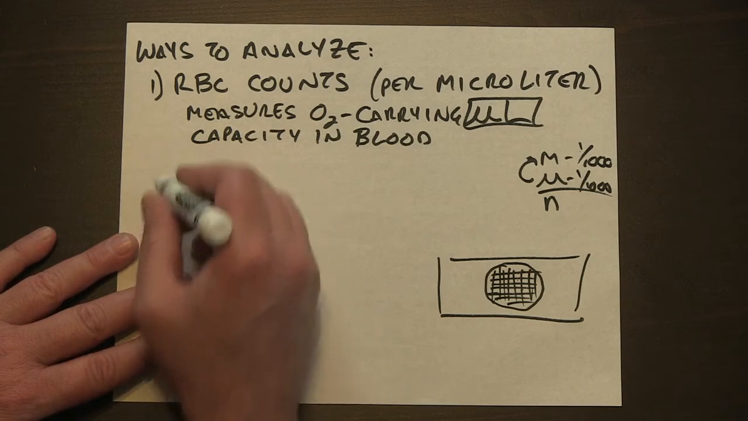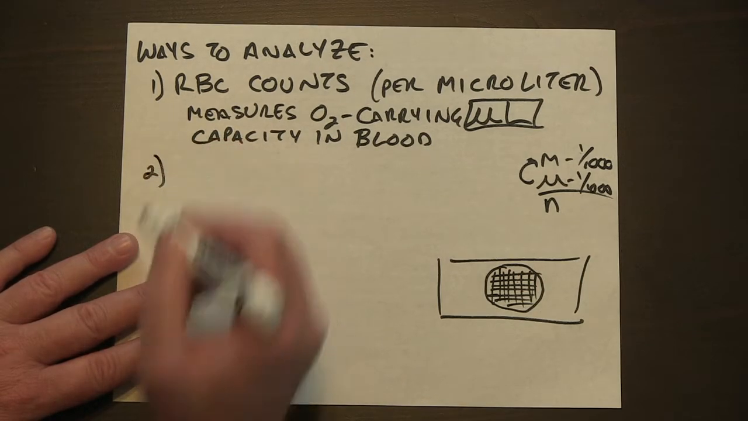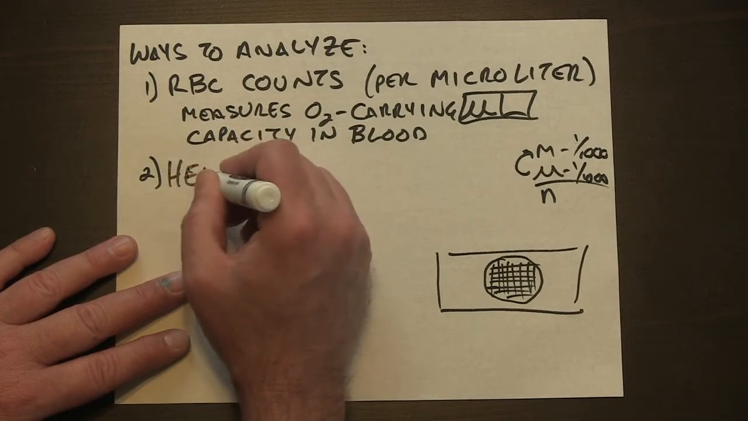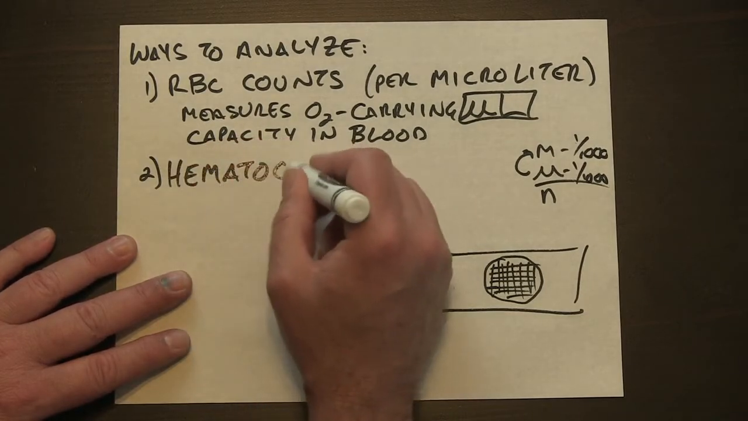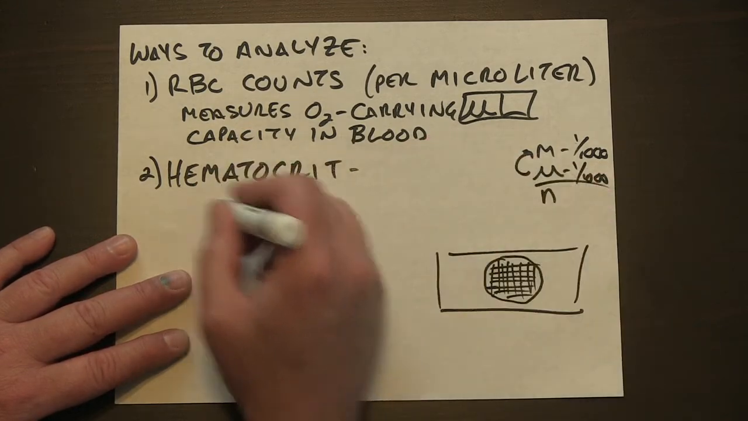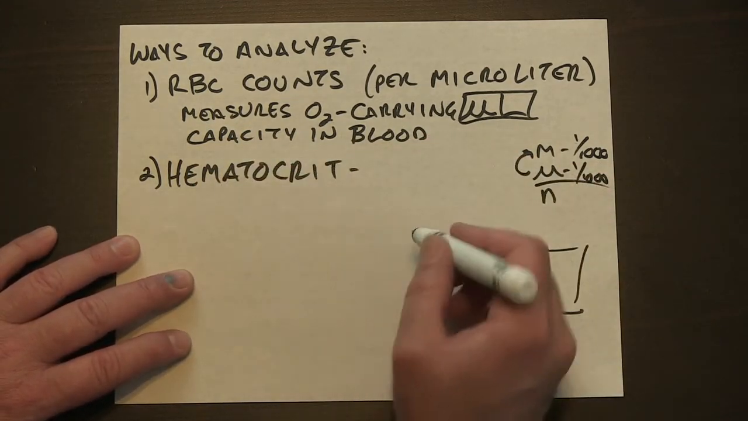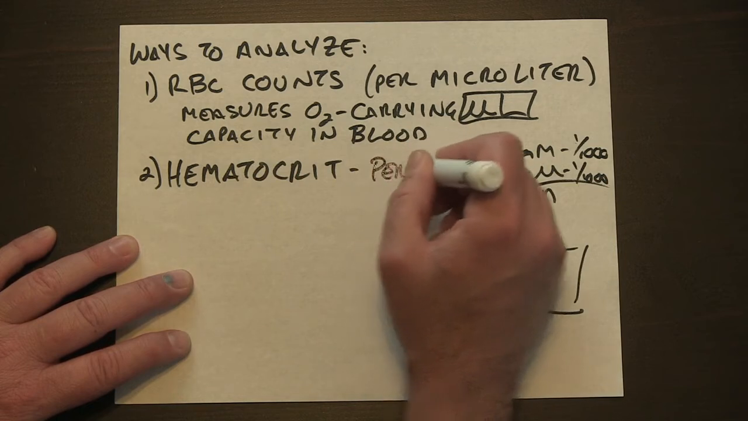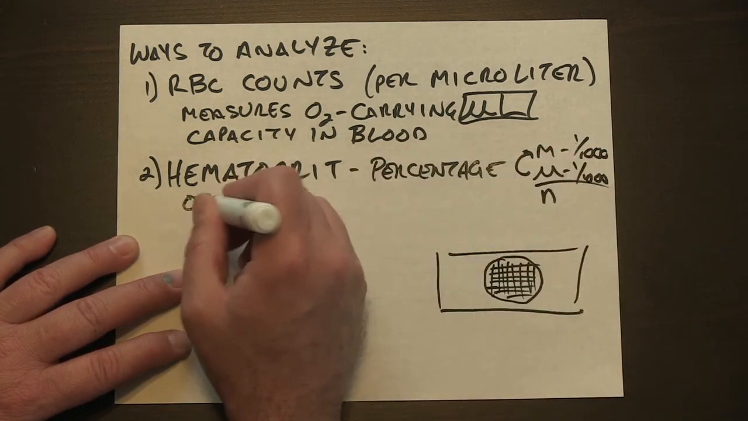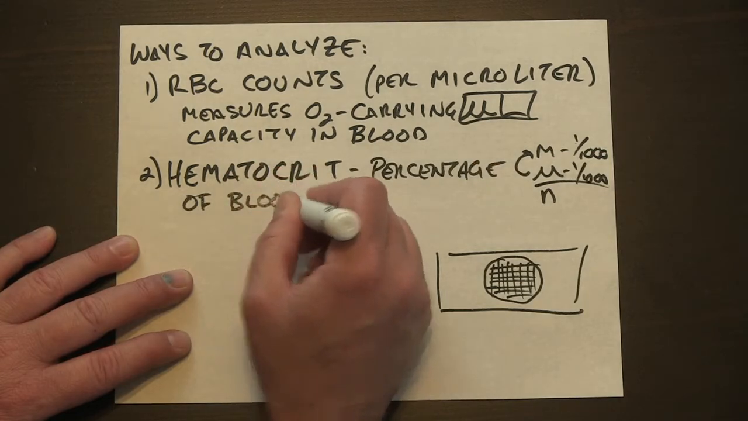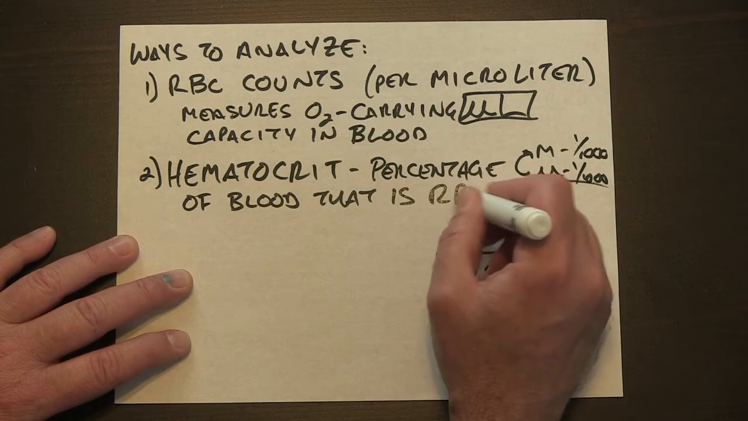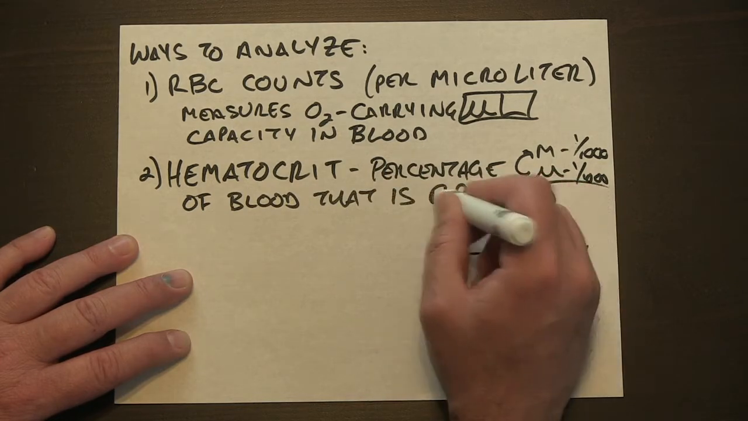Another way of analyzing the blood is through what's called hematocrit. Hematocrit. And this measures the percentage of your blood that is made up of red blood cells.